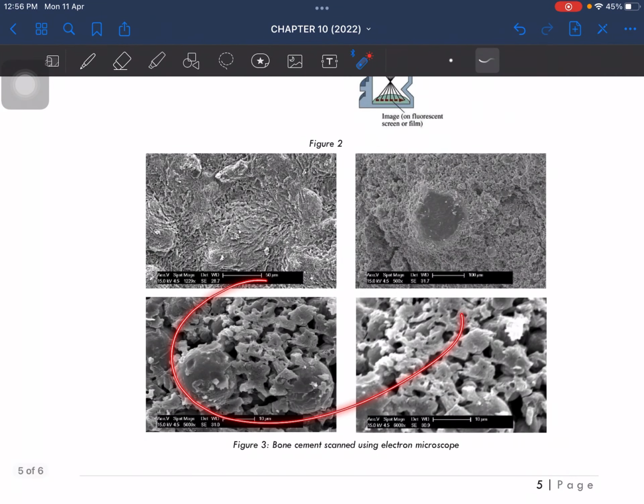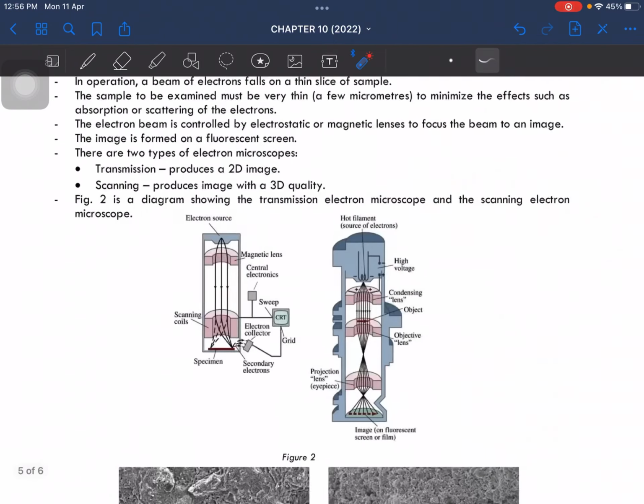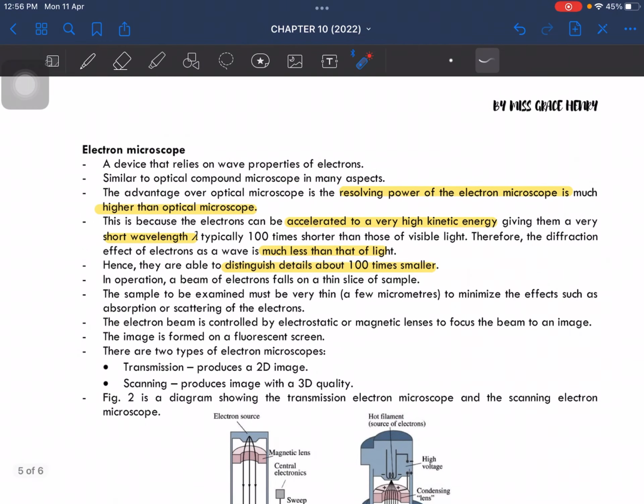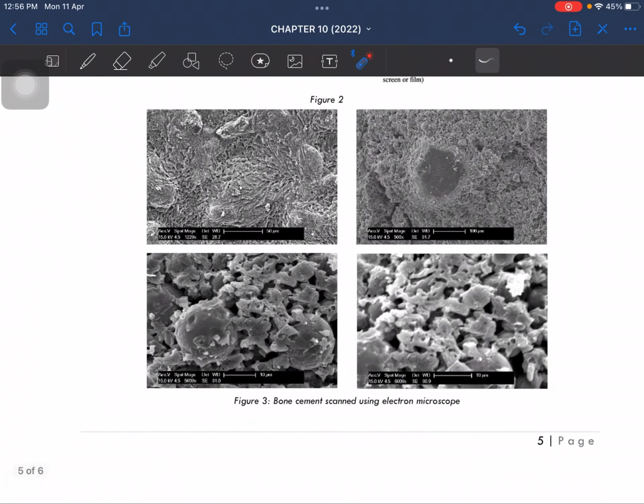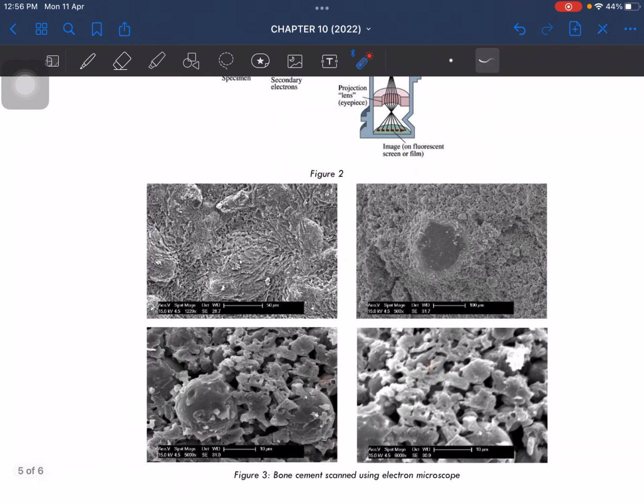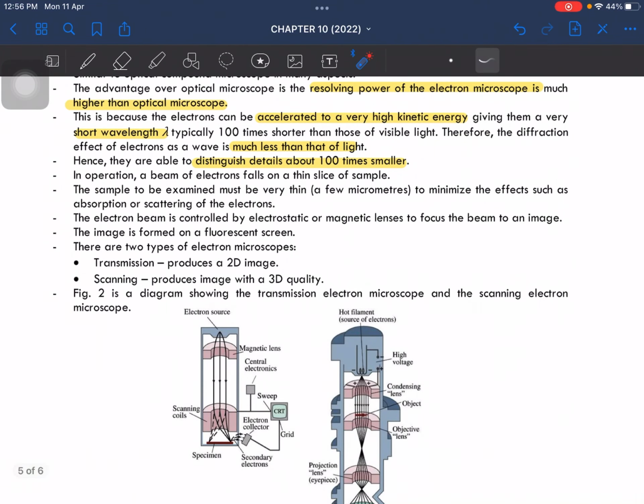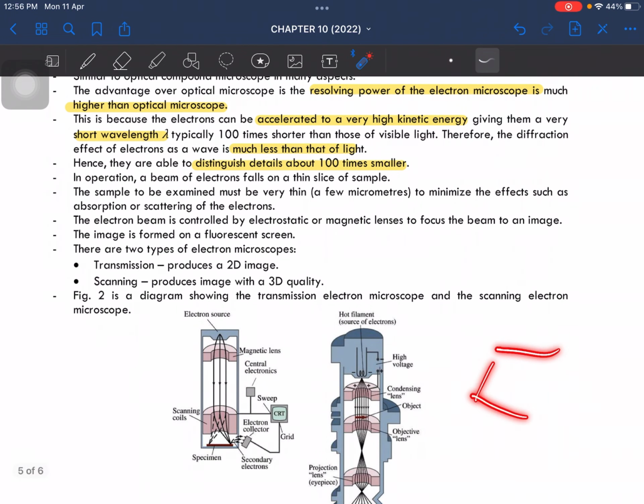This is actually my research during my degree in the UK. In the UK, they have the electron microscope. I don't actually remember exactly the term, but this is my bone cement which I used the electron microscope on. I put a sample in kind of like a box, if I'm not mistaken, or is it a cylinder? I don't really remember.